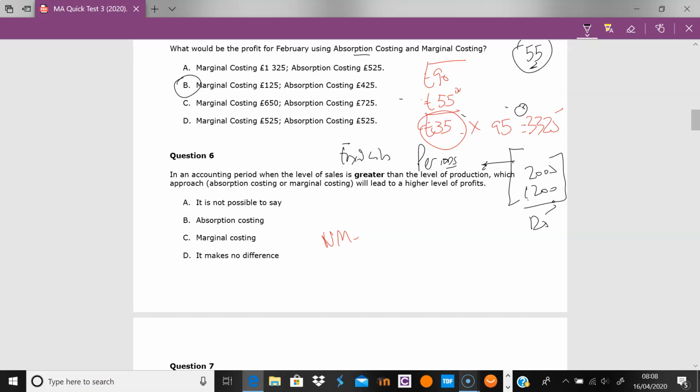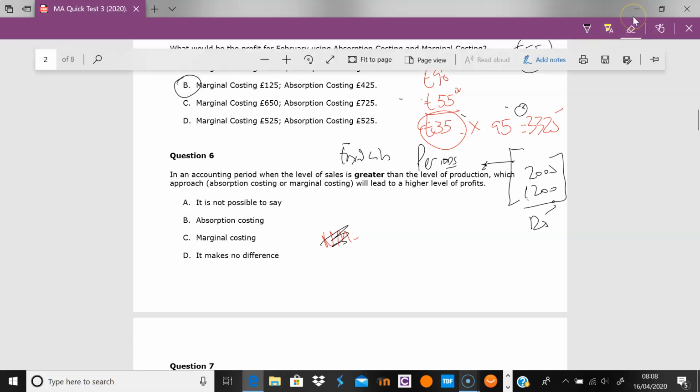So this question is asking, in an accounting period, when the level of sales is greater than the level of production, which would lead to a higher level of profit. And this just requires some understanding of what's happening with cost of sales. So let's look at it like this.